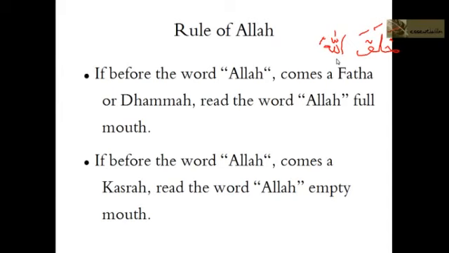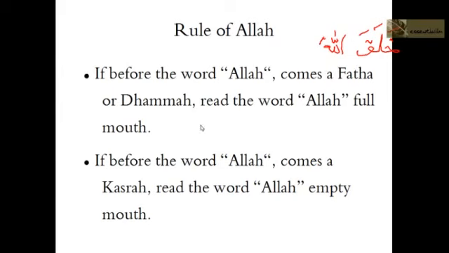And so what we do is, we go back a letter. Now this alif is also empty, so we go back another letter. The qaf has something on top. And we know if it's fatha or dhamma, which are both on top, then Allah is full mouth or heavy. So it's pronounced khalaqallahu. If someone said it light, then that would be incorrect.